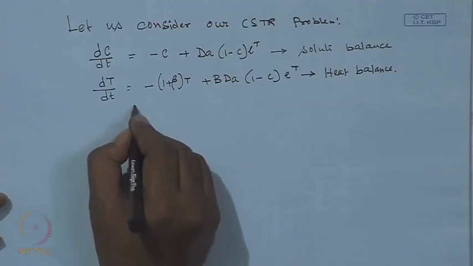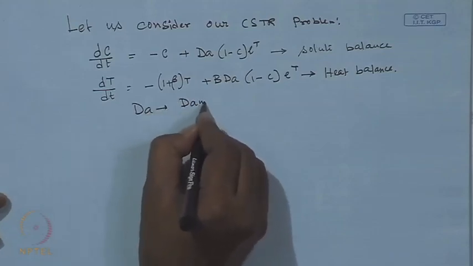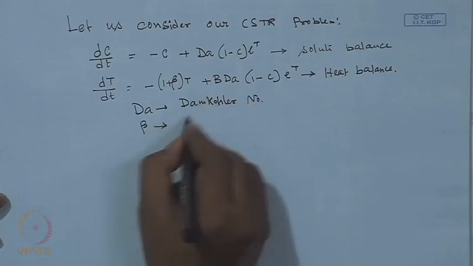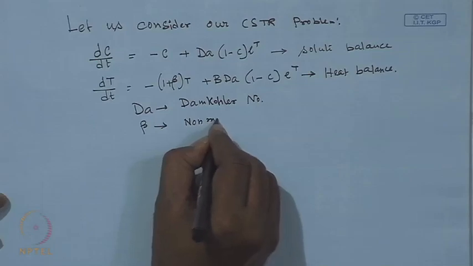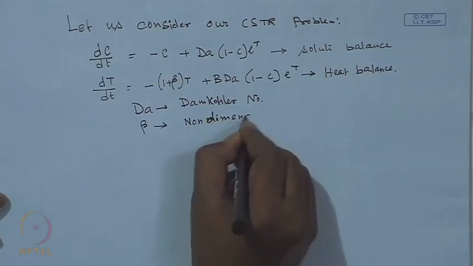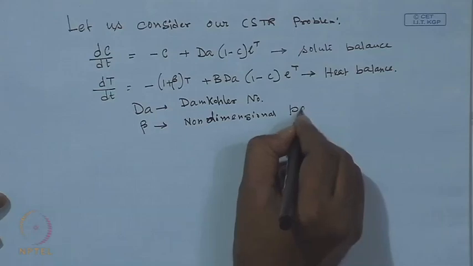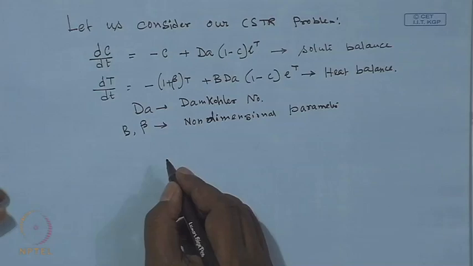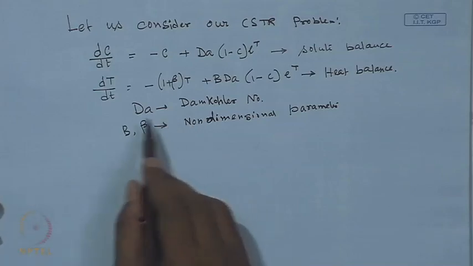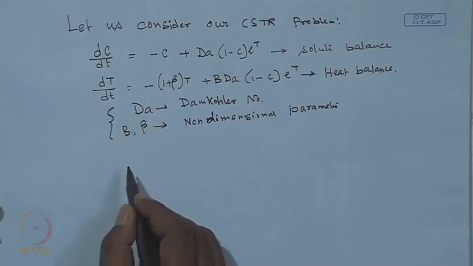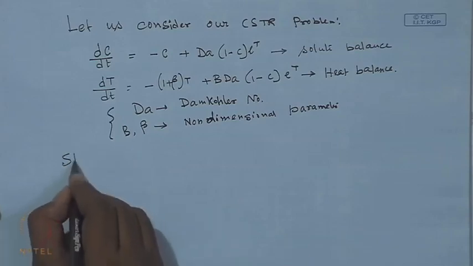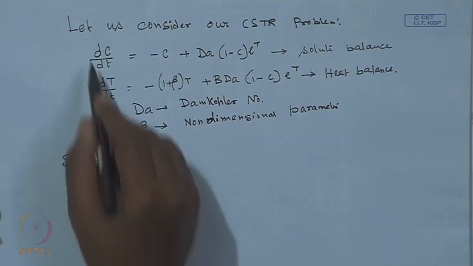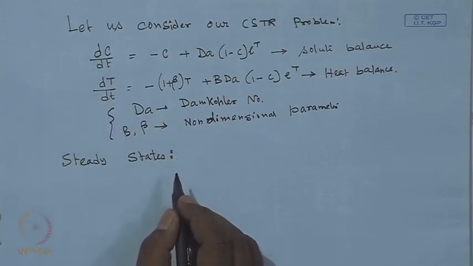The parameters in the system are the Damkohler number Da, beta, which is a non-dimensional parameter, and B, which is another non-dimensional parameter. Now, these three are the parameters of the system. Now, let us look into the steady state of this system.